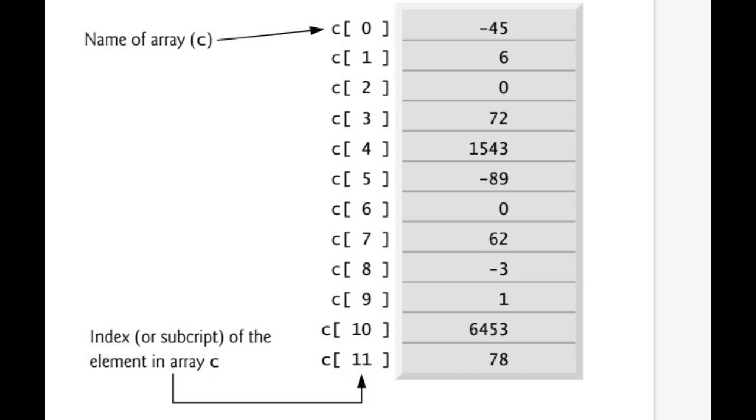This figure shows a logical representation of an integer array called C, and how many elements does this array contain? This array contains 12 elements in total, and the index is from 0 to 11. So please note that in an array the index always starts from 0, and the elements of the array C are C[0], C[1], C[2], C[3], like this, up to C[11].